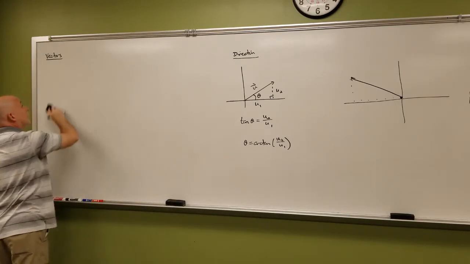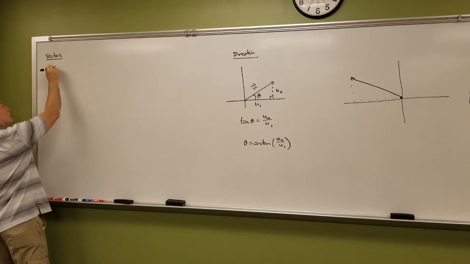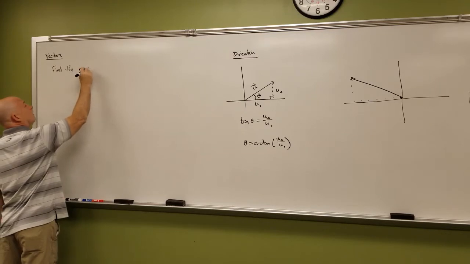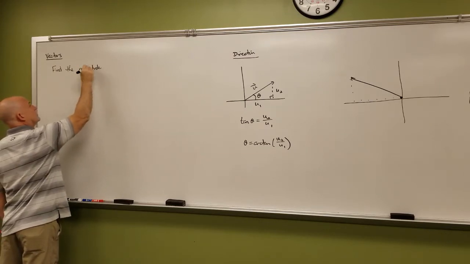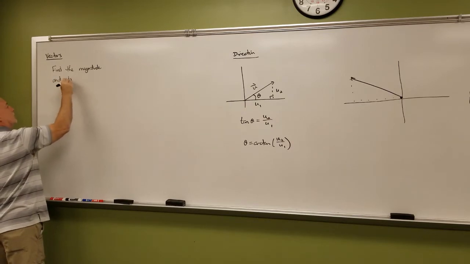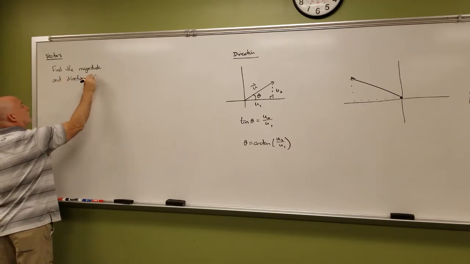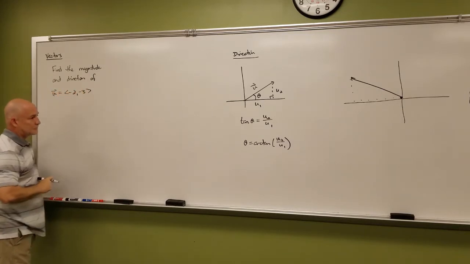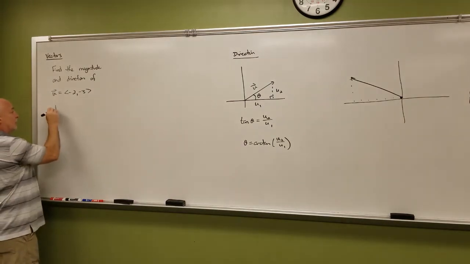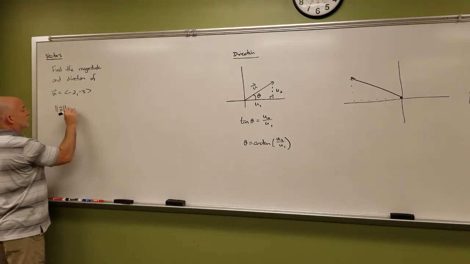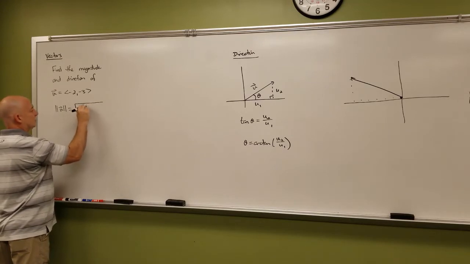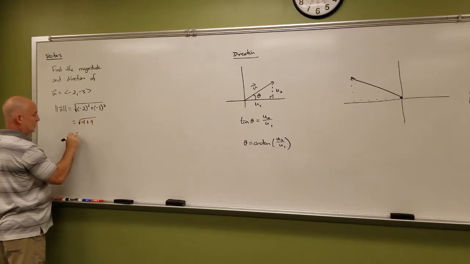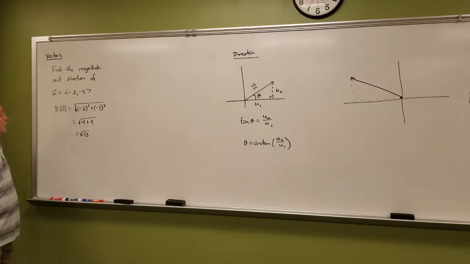I'll sneak a calculator out here in a second. So if I said, find the magnitude and direction of, let's say, u is equal to -2, -3. Let's start with the magnitude. That should be pretty straightforward. The magnitude of u is going to be the square root of -2 squared plus -3 squared, 4 plus 9, or the square root of 13. Okay, so there's the magnitude.